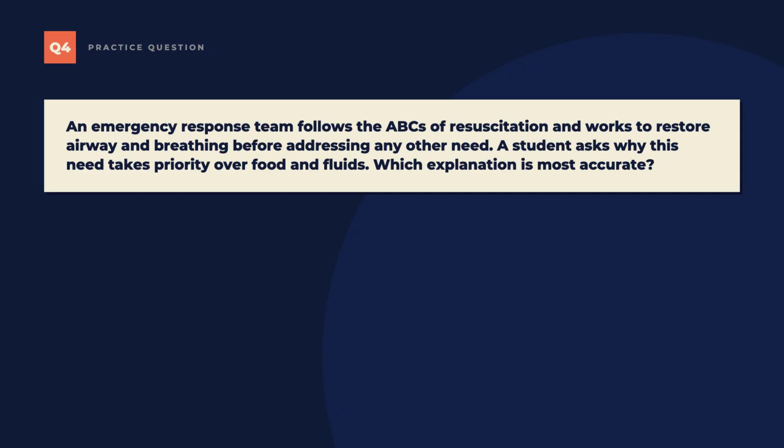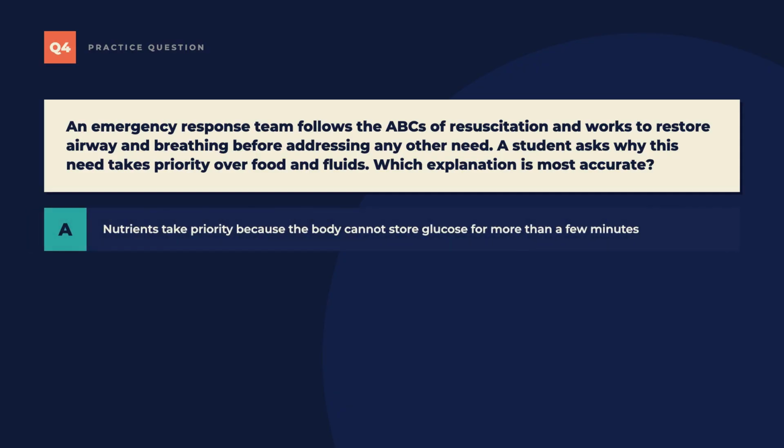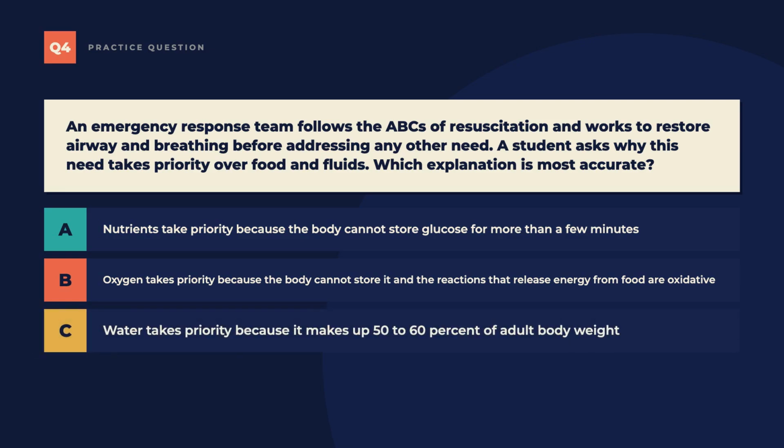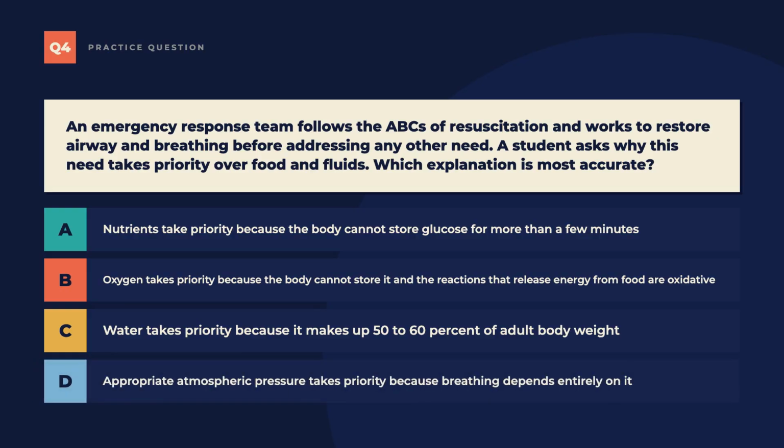Your options are: A. Nutrients take priority because the body cannot store glucose for more than a few minutes. B. Oxygen takes priority because the body cannot store it, and the reactions that release energy from food are oxidative. C. Water takes priority because it makes up 50 to 60% of adult body weight. D. Appropriate atmospheric pressure takes priority because breathing depends entirely on it. What's your answer? Commit to one before I continue.